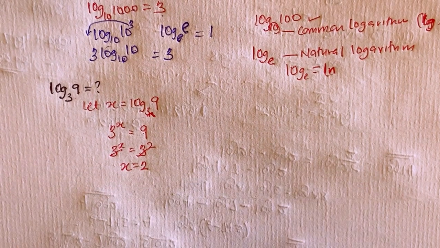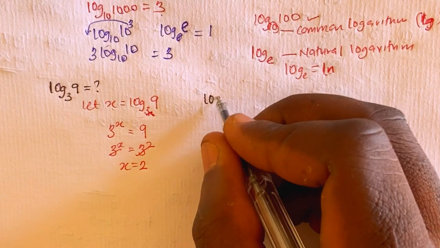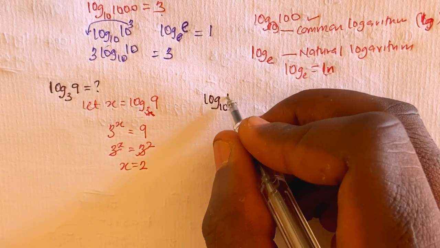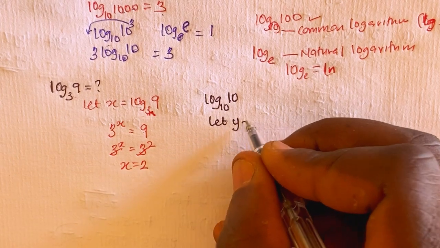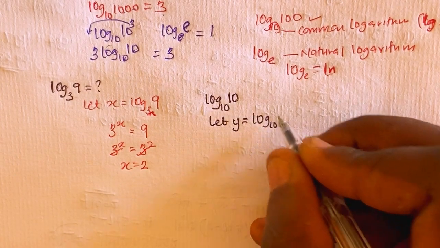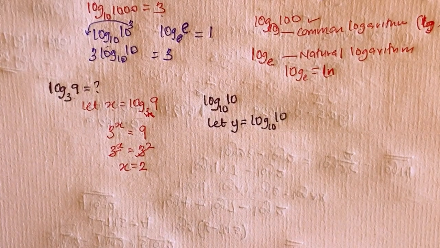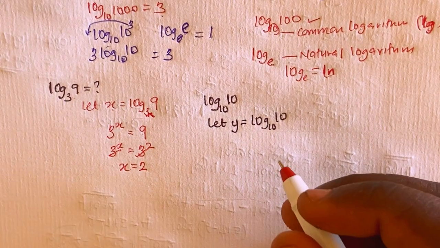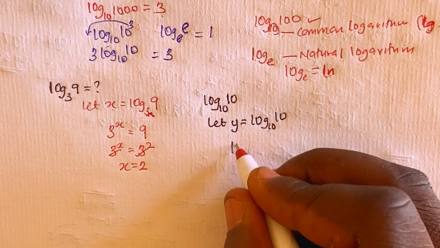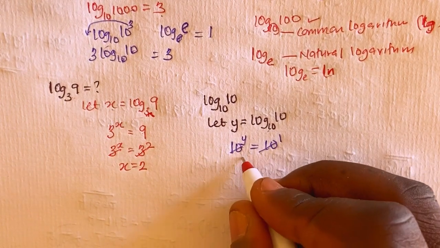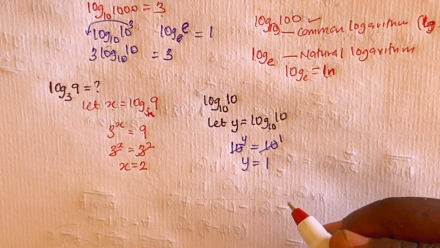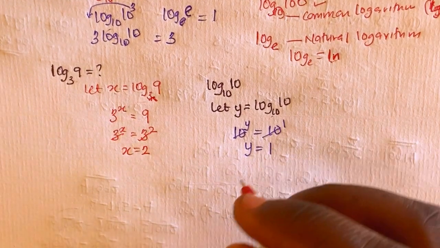Now, suppose you're asked to evaluate log of base 10 of 10. You go ahead and say let y equal log base 10 of 10. You simply bring this 10 up: 10 raised to the power y equals 10 raised to the power 1. Then the bases cancel, and y equals 1.